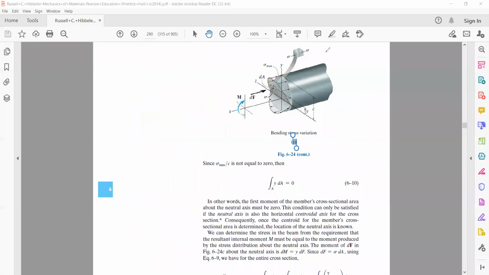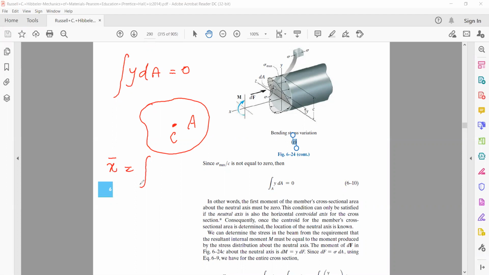That is something very important. That is, we are getting integral y dA equal to 0. What does that mean? If we have an area A, let's suppose this is the centroid of this area. Then the x and y coordinates of the centroid are given as x bar is equal to integral x dA divided by integral dA.